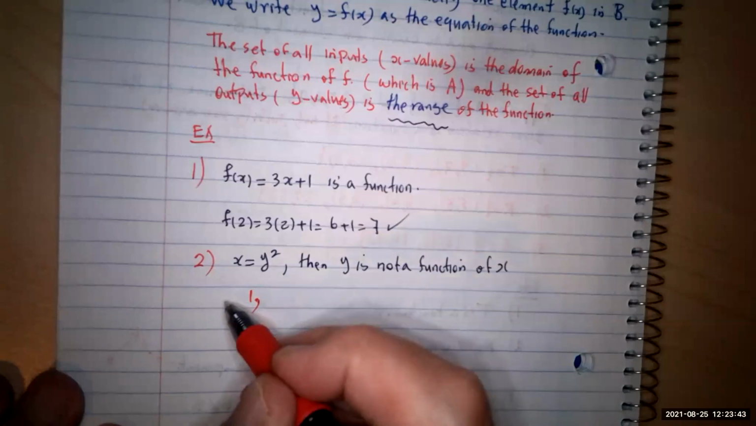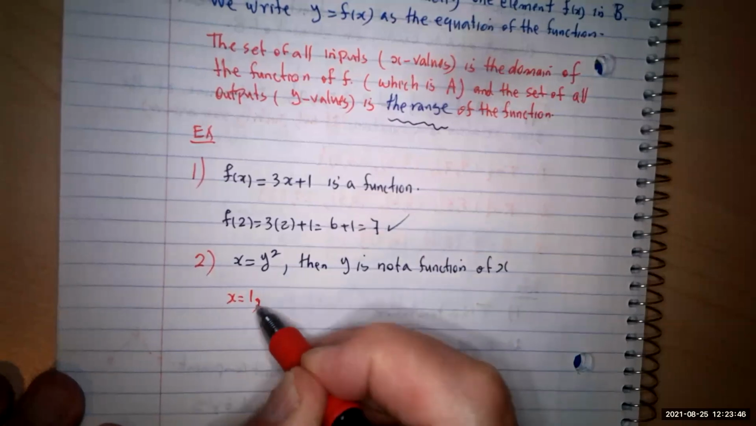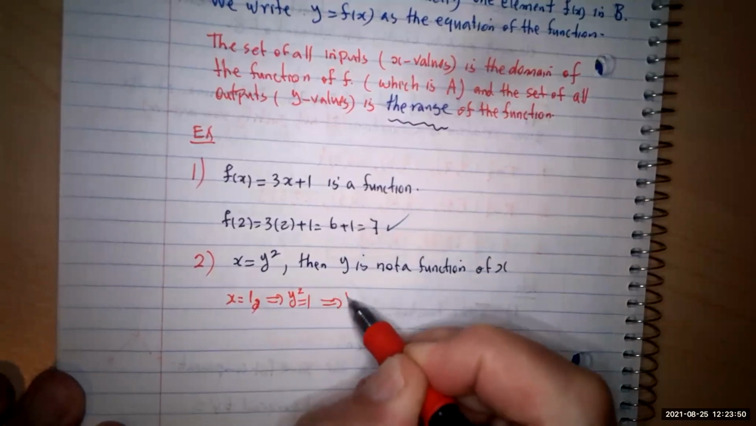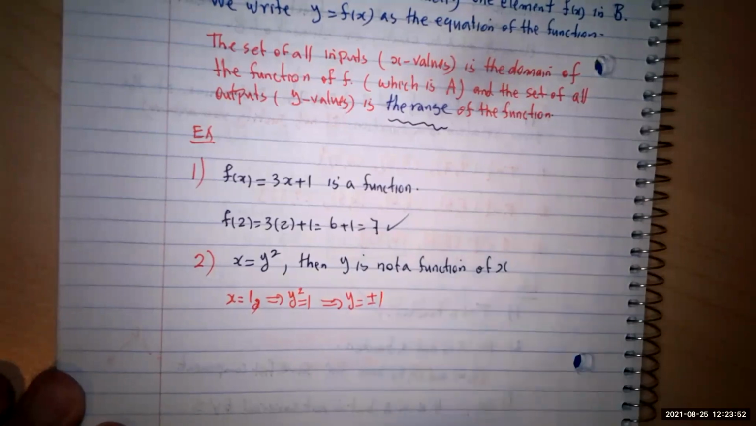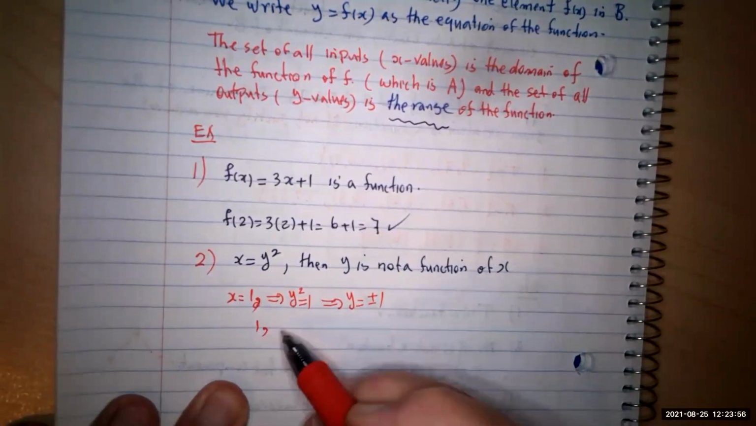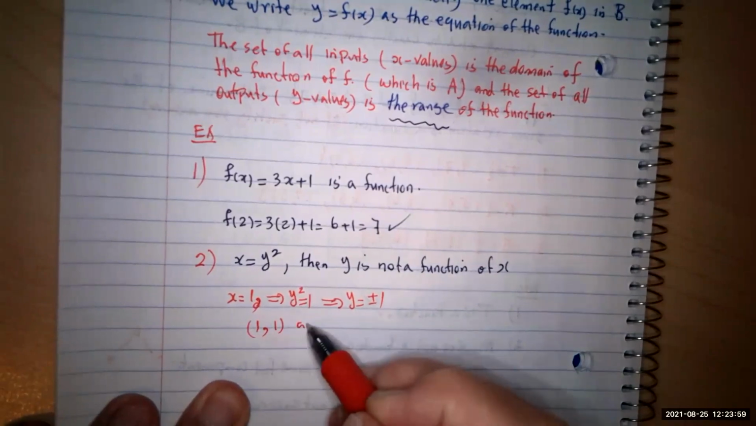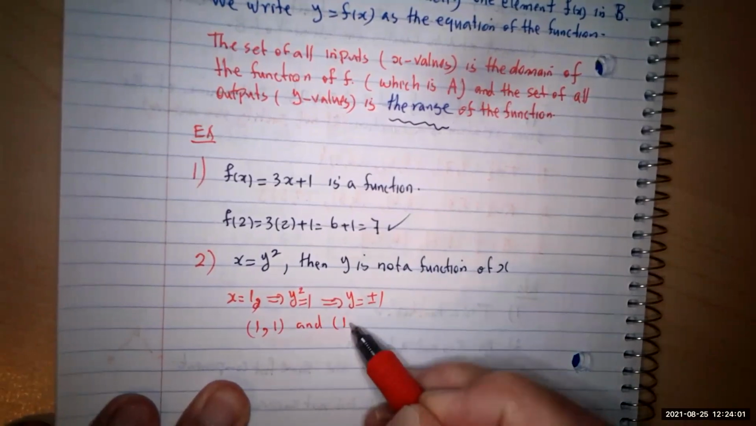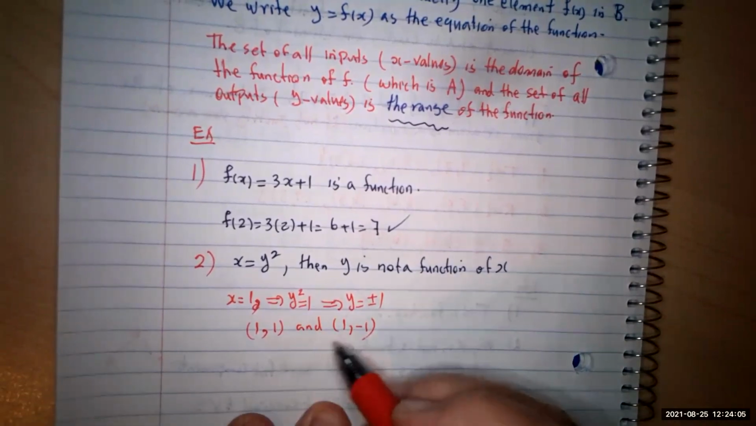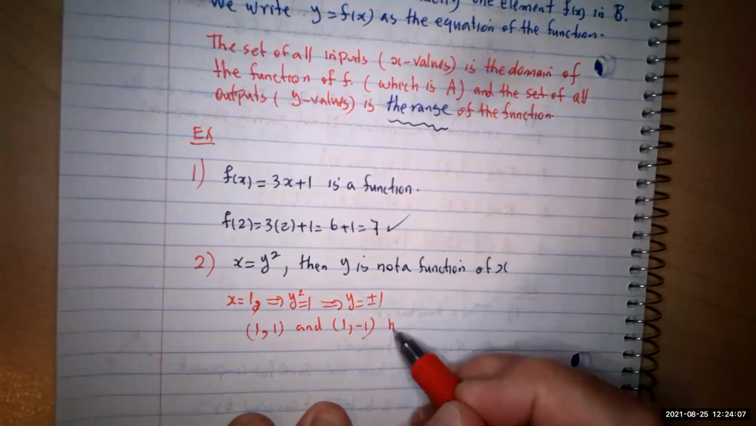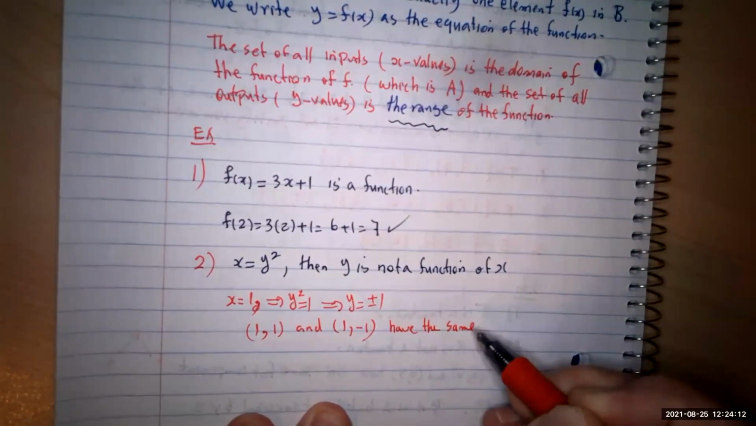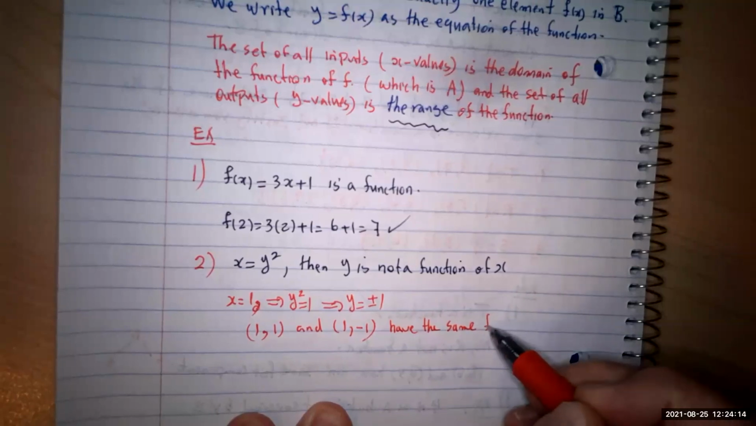If you put x equal to 1, then you get y squared equal to 1, and in this case, y would be positive or negative 1. So you drop the 1 into the function, and you have (1, 1) and (1, -1), and they share the first components. So these two have the same first component.